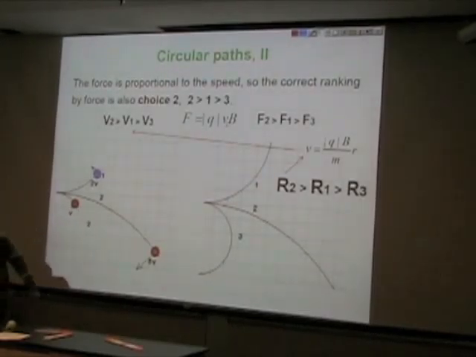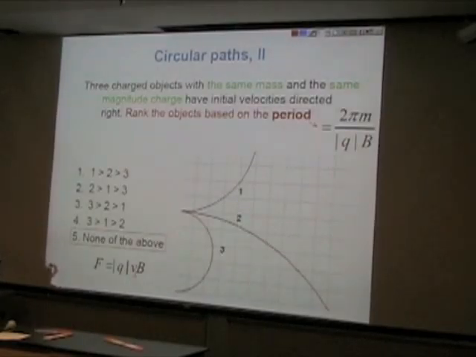And if you want to rank them in terms of the period, we will have to answer none of the above, because for these particles, because they have the same mass and charge and the same magnetic field, the period must be the same.